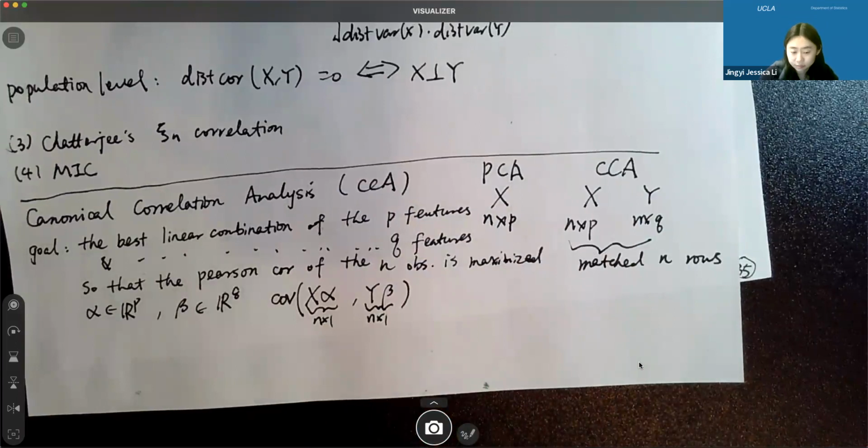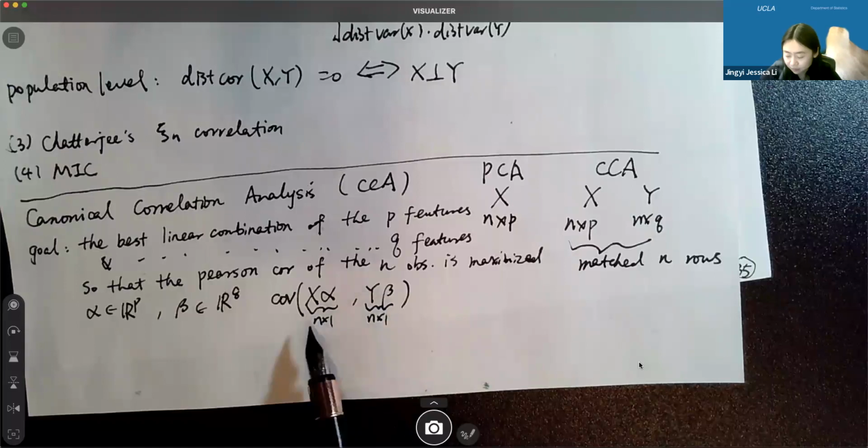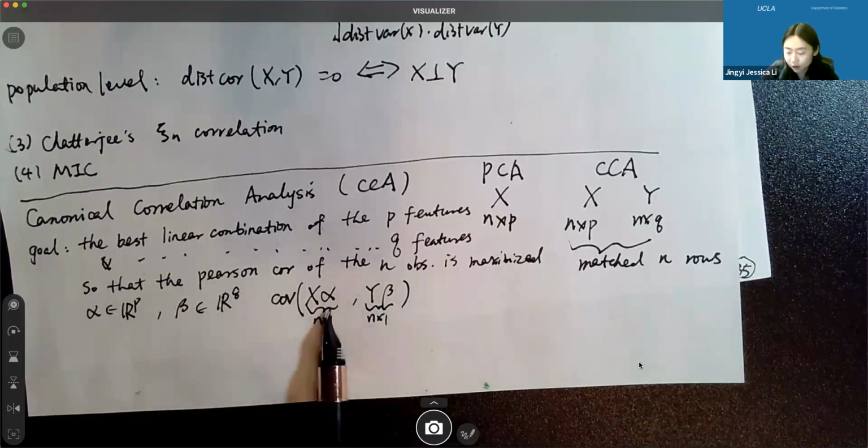That's the goal. Okay, and then using a similar derivation of the PCA, we can show that how we are going to find the alpha and beta is also subject to doing that singular value decomposition. So similar idea, but now we have those two matrices to deal with. Okay, so this is the CCA. Then you'll find the first direction, alpha and beta, so that the covariance is maximized.